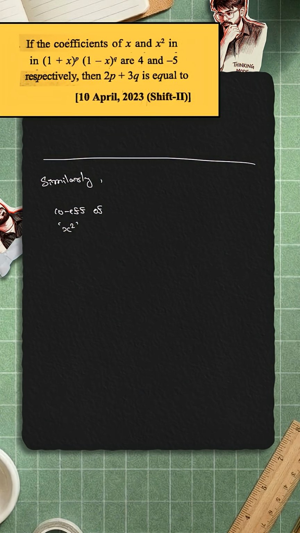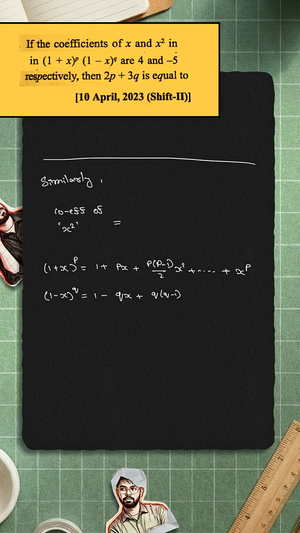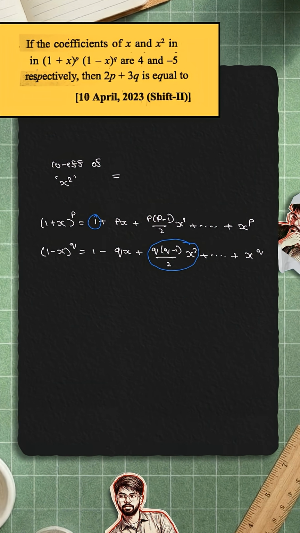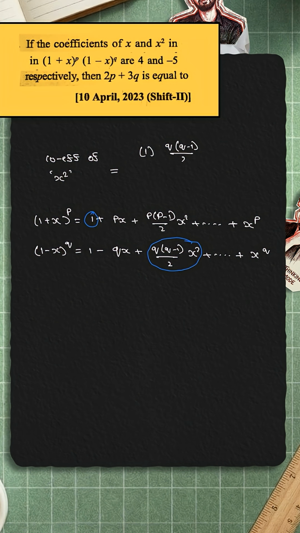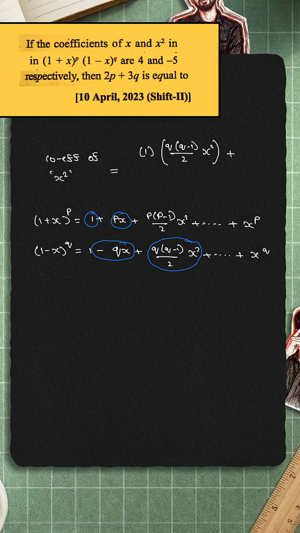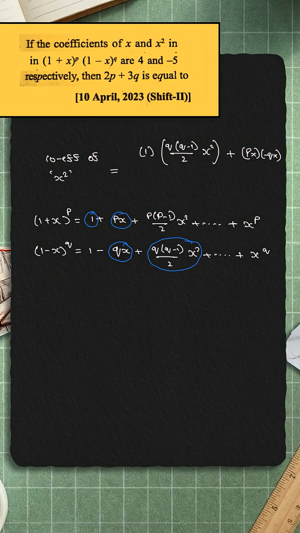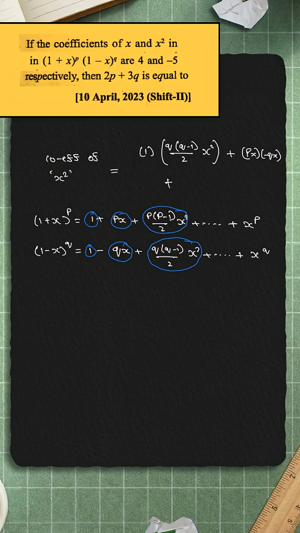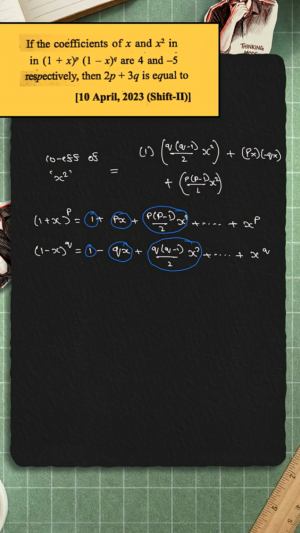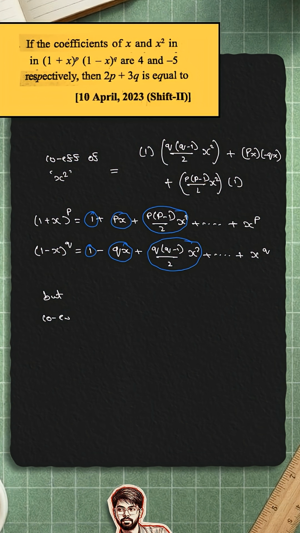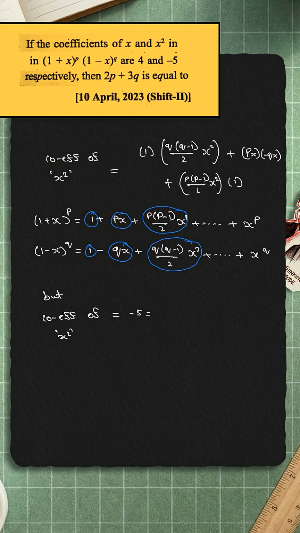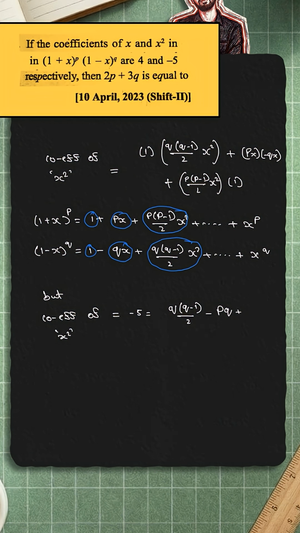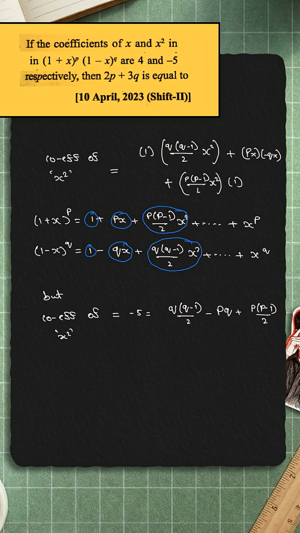Now the exact same process is repeated for the x square coefficient. Here 1 will be multiplying this term to give me x square, and px will be multiplying this term to give me x square, and p into p minus 1 by 2 x square will be multiplied to 1 to give me the term that contains x square. In the question it is mentioned that the coefficient of x square will be minus 5. So whatever coefficient I got in terms of p and q, I am equating that to minus 5.